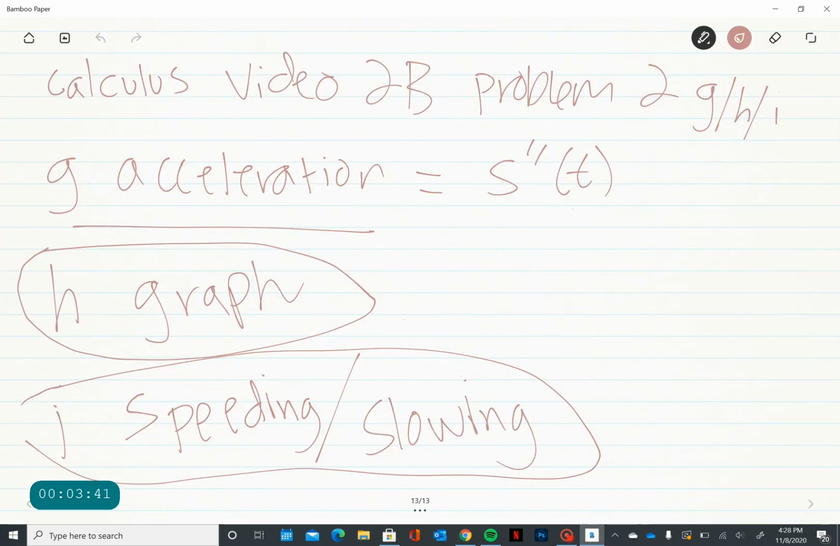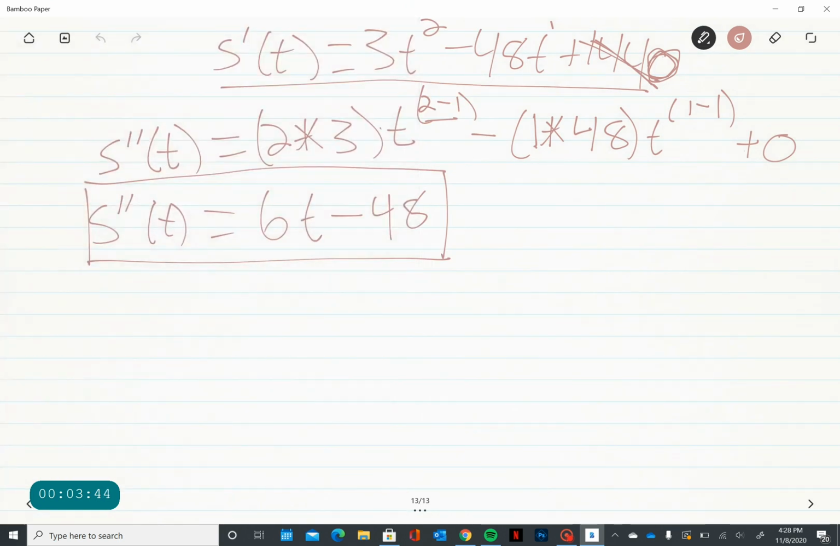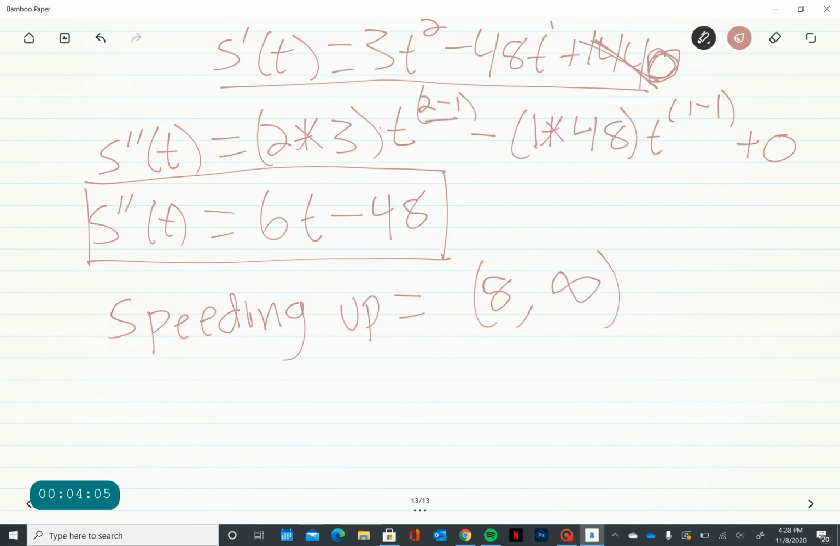So we can go back. The graph is speeding up when the acceleration is positive, so from 8 to infinity, or 8 to 17, based on the previous questions, and it is slowing down when the velocity is negative, so from 0 to 8 seconds.